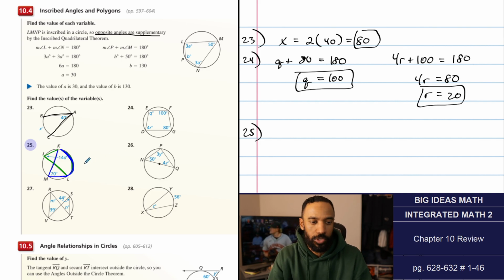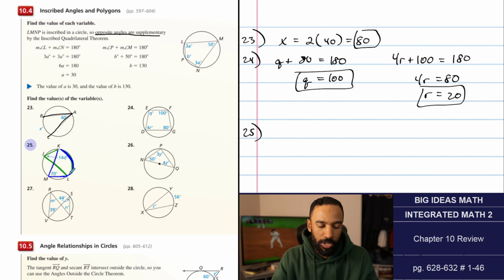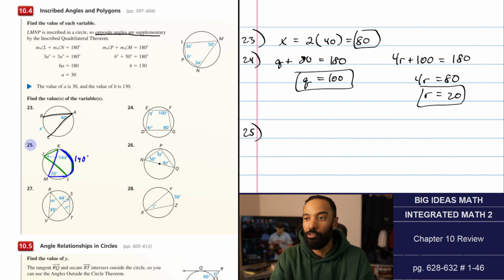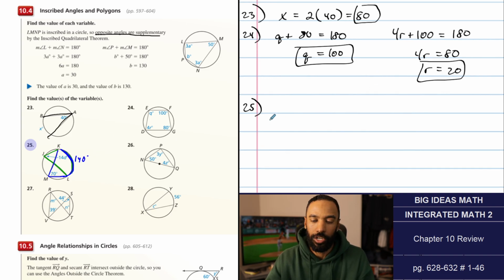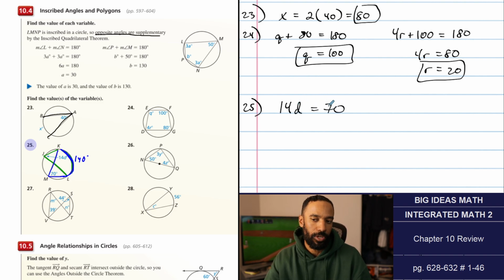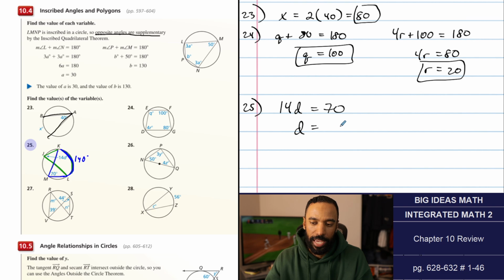Now, this one kind of goes in a different way because I don't know the measure of the intercepted arc, but I could find it. If this is 70 degrees, that's half of what this arc is. That means this arc is 140. Therefore, that 14D must be half of the 140, which is 70. So 14D equals 70, right? They are congruent to each other. 14D equals 70. Instead of going that long way around it, we can go straight to here. Divide both sides by 14. You get D equals 5.